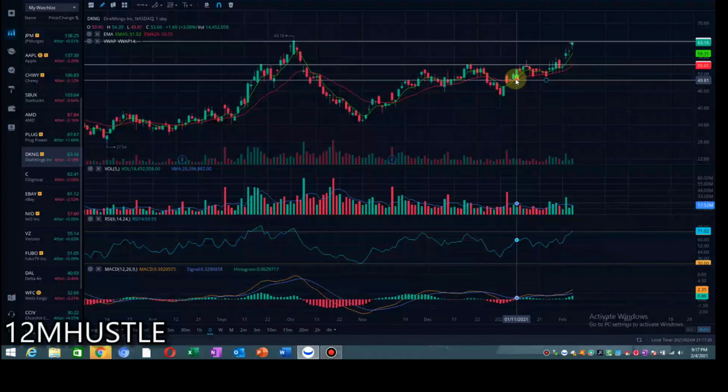Now, if you want to double check your work, what I'll do is go to the 4-hour time frame. This breaks it down even more in detail. In a 4-hour time frame, you can actually see it much more clearly.